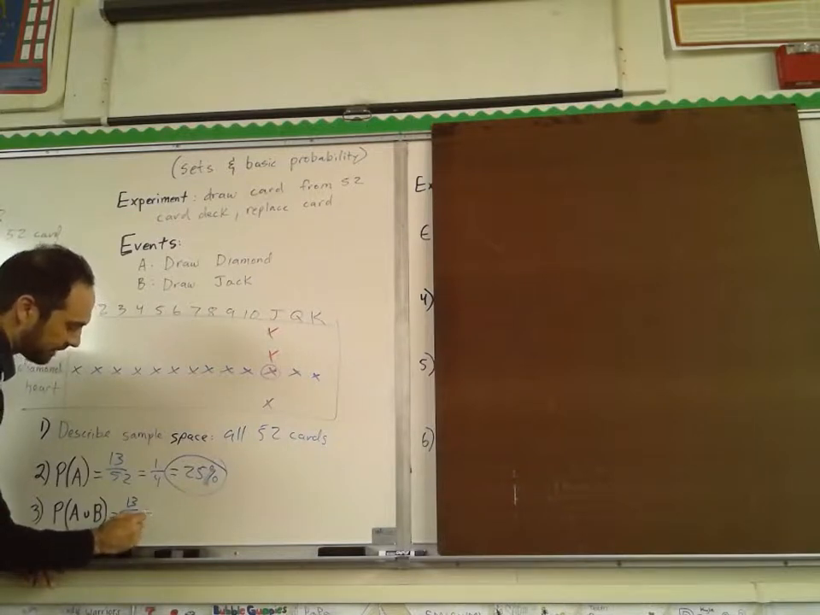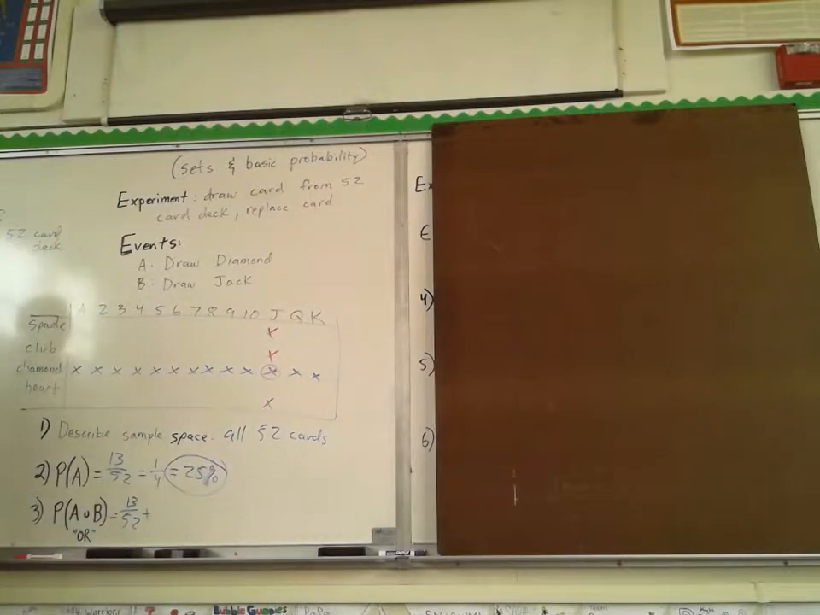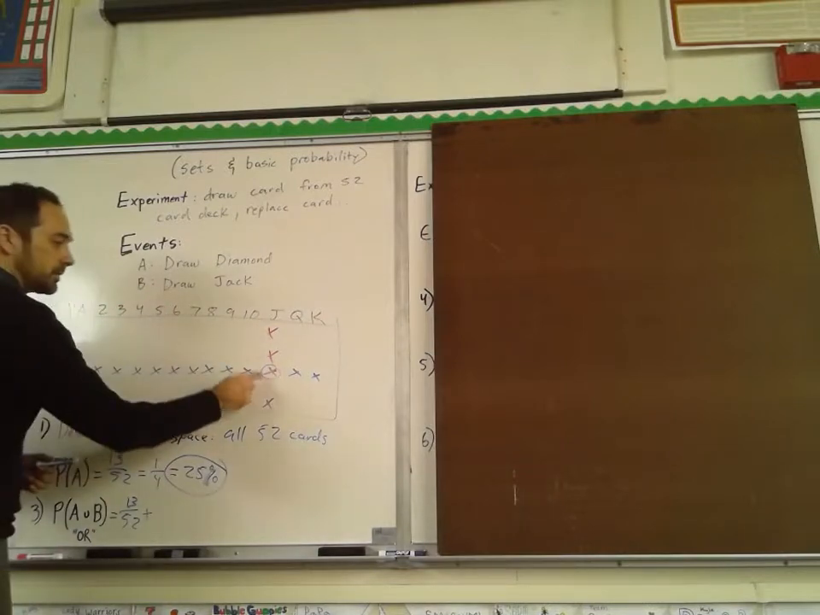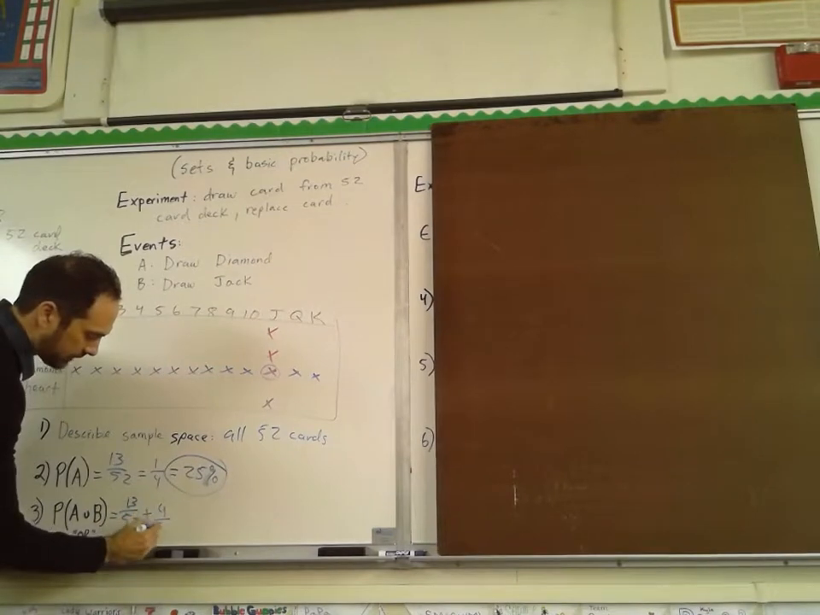Plus, what is the probability of getting B, drawing a jack? 4 out of 52. 1, 2, 3, 4. 4 out of 52. Okay, then we have to subtract.